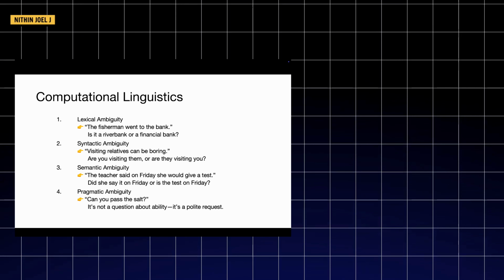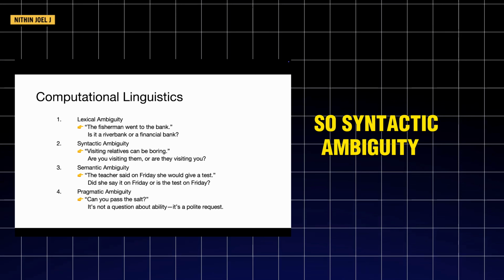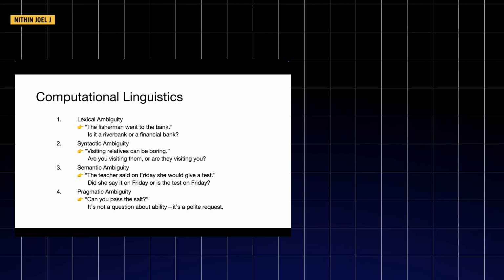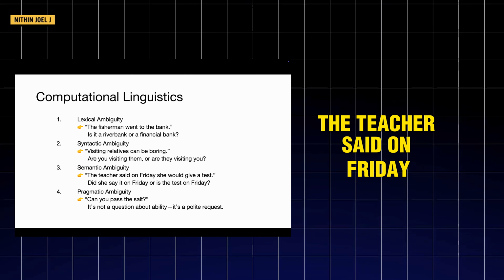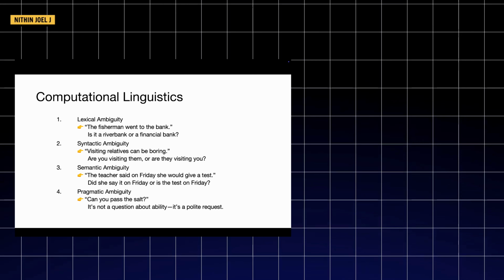Syntactic ambiguity. Visiting relatives can be boring. Are you visiting them or they are visiting you? So syntactic ambiguity exists over here. Semantic ambiguity. The teacher said on Friday she would give a test. Did she say it on Friday or is the test on Friday? Again, ambiguity exists over here.